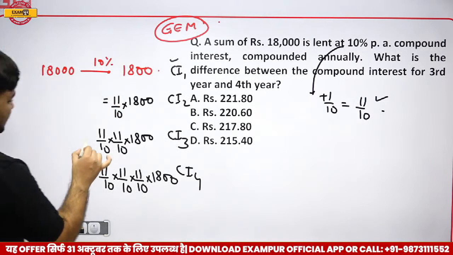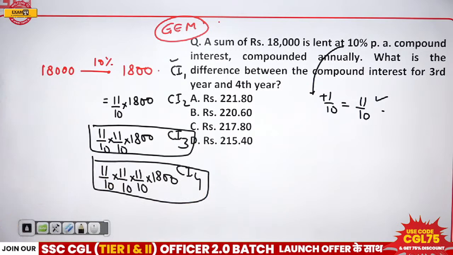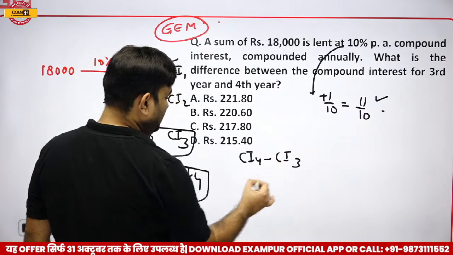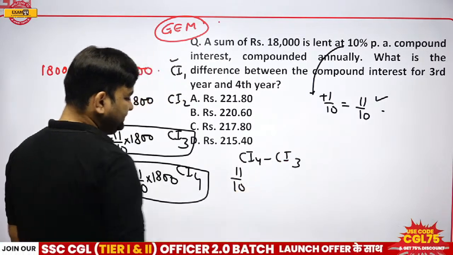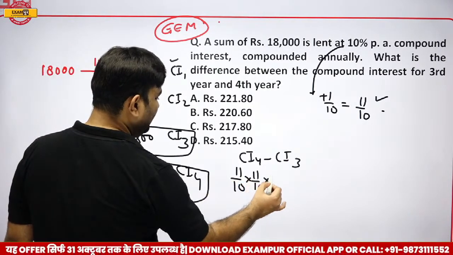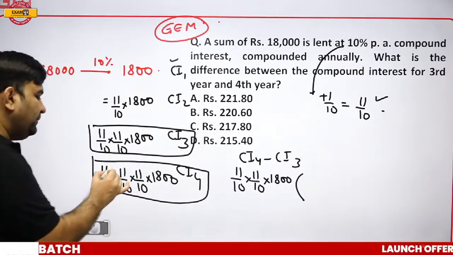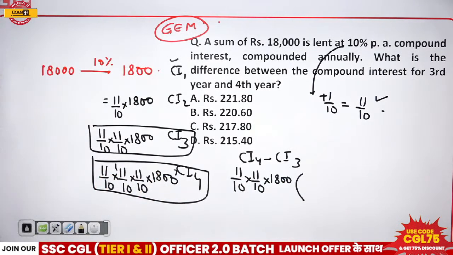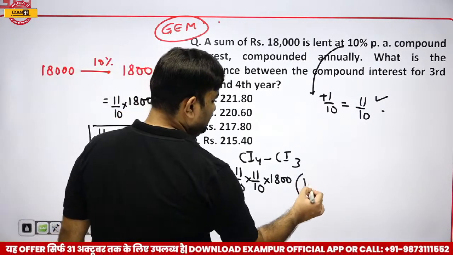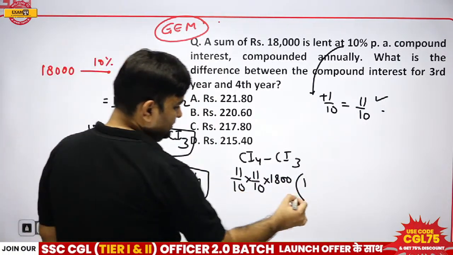The difference between these two is being asked. You will say CI of 4 minus CI of 3. So 11 by 10 into 11 by 10 into 1,800 I can take common. So 11 by 10 minus 1, that is 1 by 10.